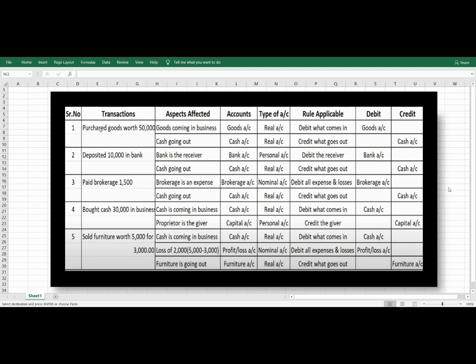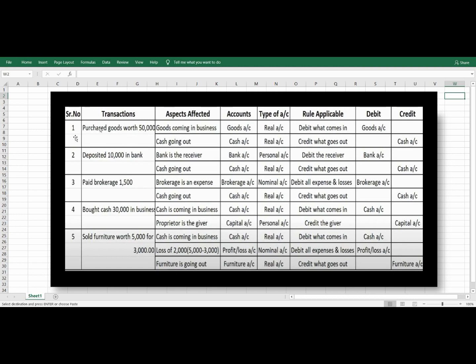So today we are going to learn how to pass journal entries in the books of accounts. So before we begin, we need to understand what the types of accounts are and the three golden rules applicable for the types of accounts. For that, we have already made a few videos. I will be pasting the link in the description box below. So let's begin. Today we will start with passing of journal entries. Now let's see how we pass journal entries.